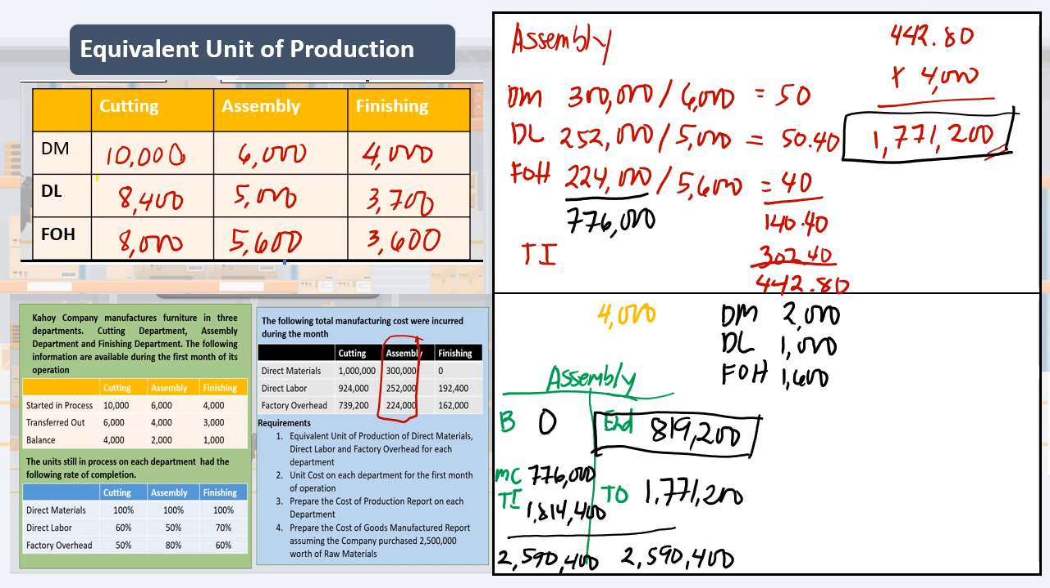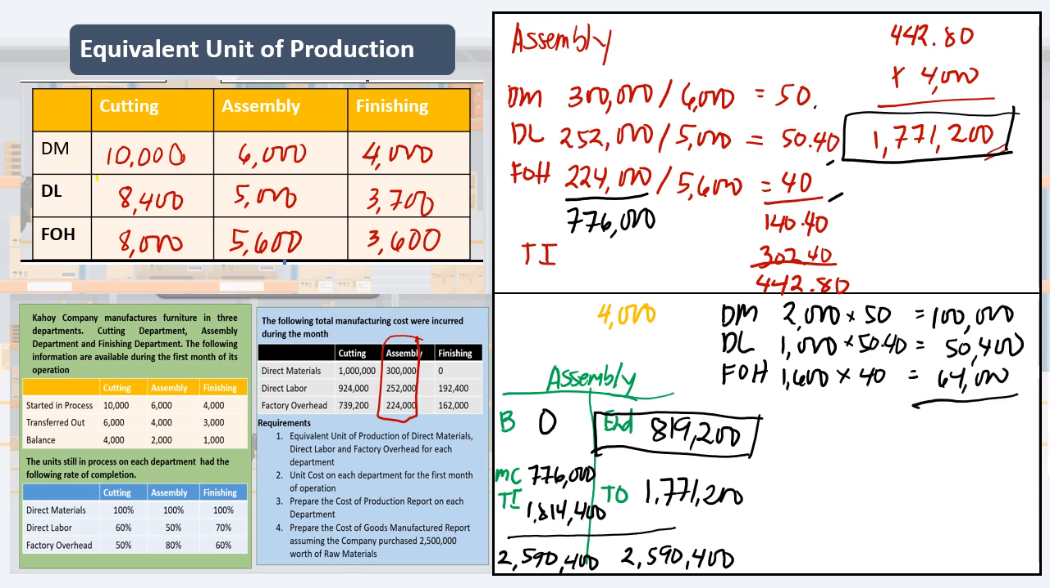So, multiply natin doon sa unit cost na na-compute natin sa taas. So, meron tayo ditong 50 for direct materials, then 50.40 para sa direct labor, then 40 pesos para kay factory overhead. So, kuhain natin yung total. So, 2,000 times 50 for direct materials. So, meron tayo ditong 100,000 pesos. For direct labor, we have 1,000 times 50.4. So, meron tayo ditong 50,400. Next, we have the factory overhead. So, 1,600 times 40. So, meron tayo ditong 64,000.